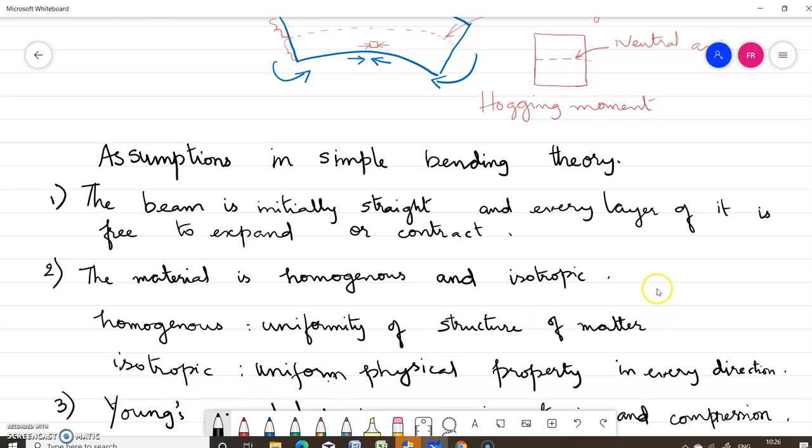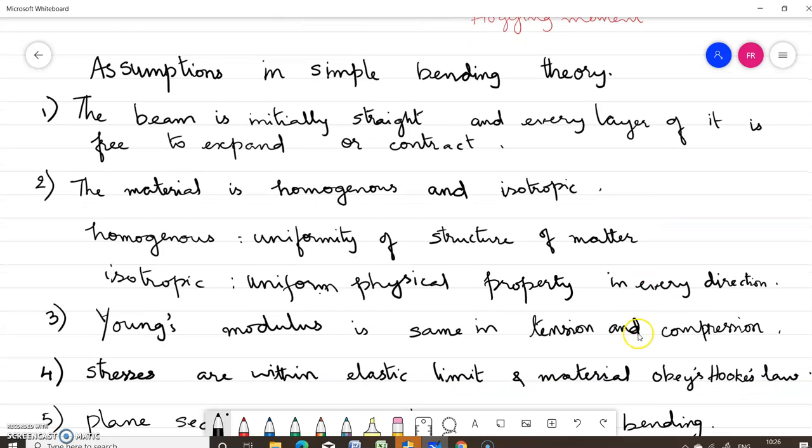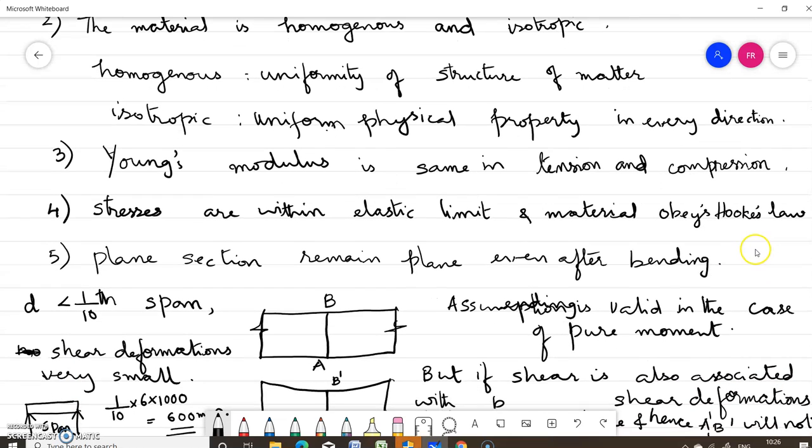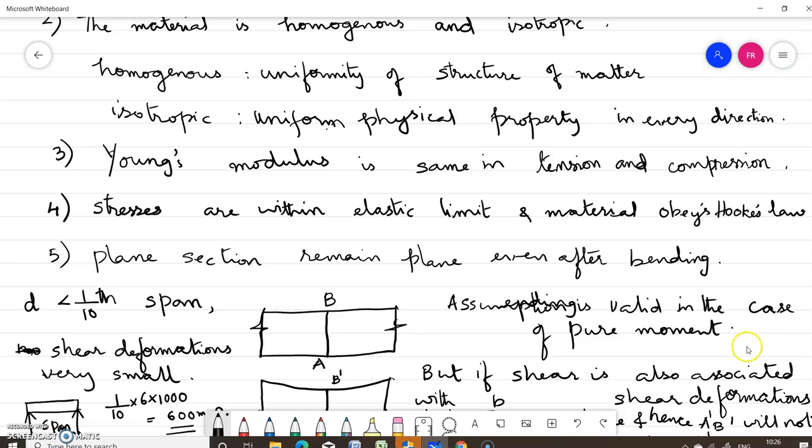Isotropic means uniform physical properties in every direction. Now the third assumption is Young's modulus is the same in tension and compression. So tensile stress by tensile strain is equal to Young's modulus, and compressive stress by compressive strain is also equal to Young's modulus. Now the fourth assumption is stresses are within the elastic limit and the material obeys Hooke's law.